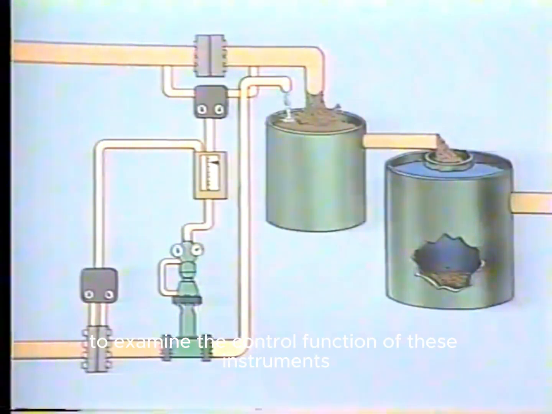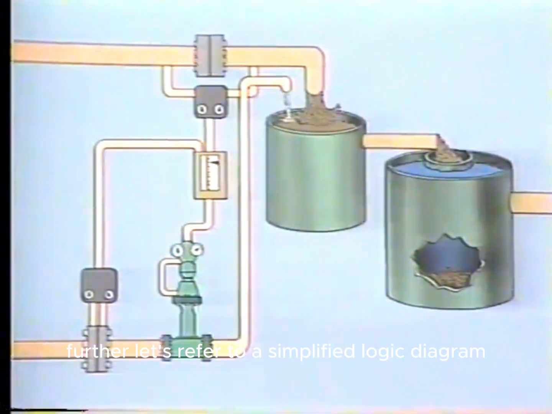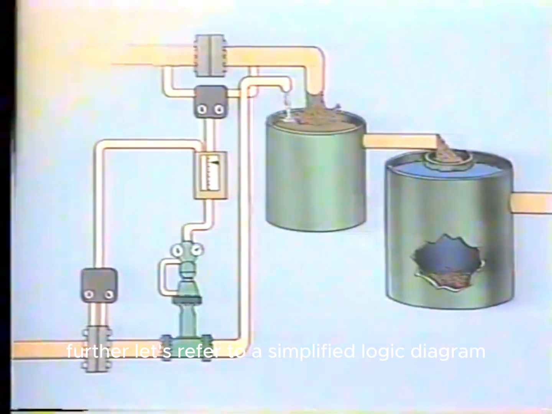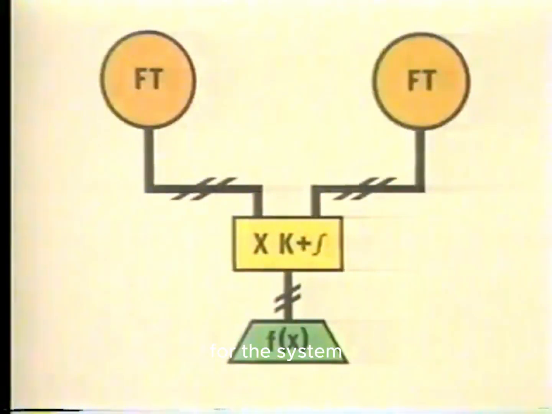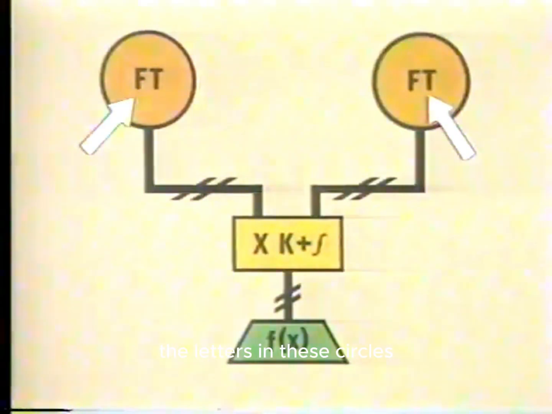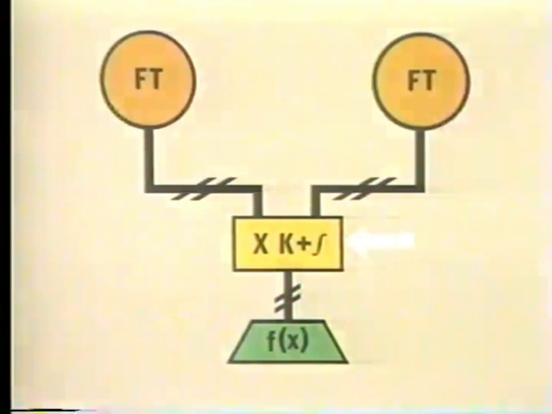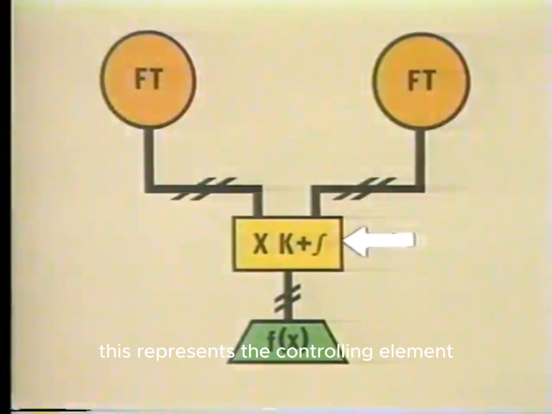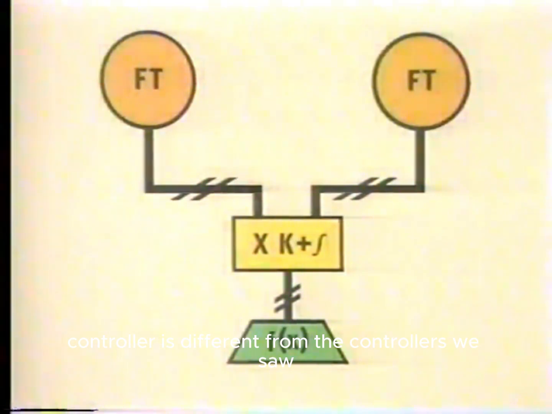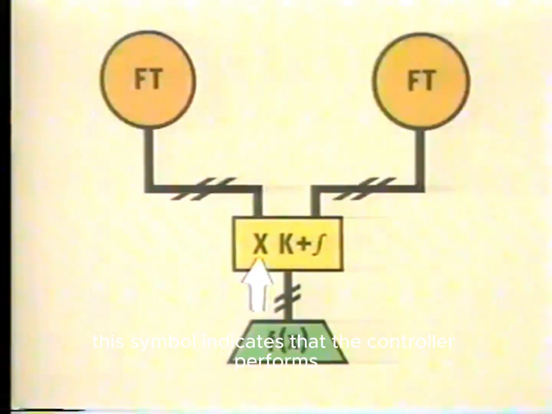To examine the control function of these instruments further, let's refer to a simplified logic diagram for this system. The letters in these circles tell us that the measuring elements in this system are flow transmitters. This represents the controlling element. The ratio controller is different from the controllers we saw earlier, and some of the symbols are also different. This symbol indicates that the controller performs a multiplying or ratio function.